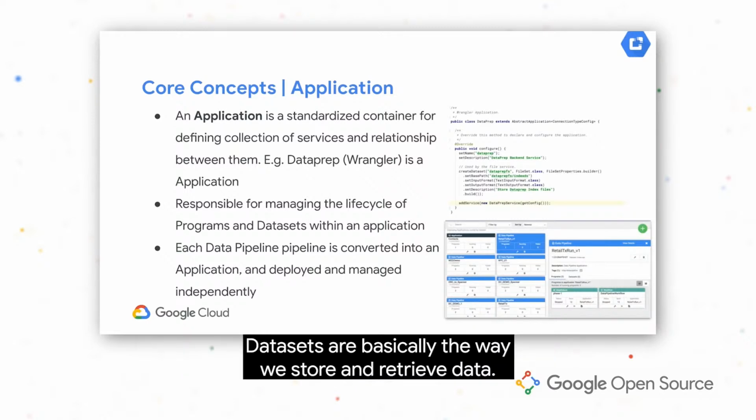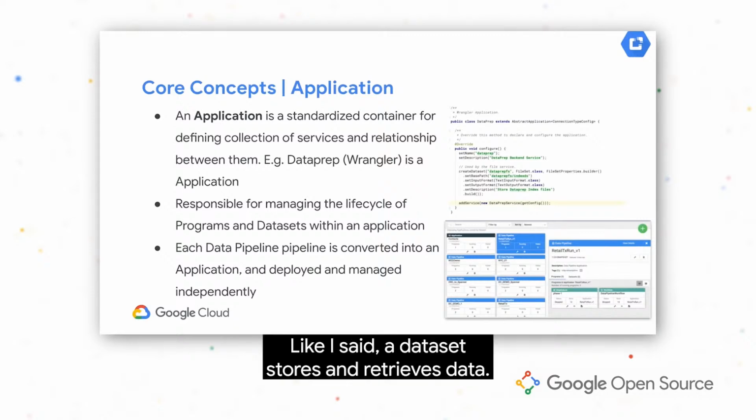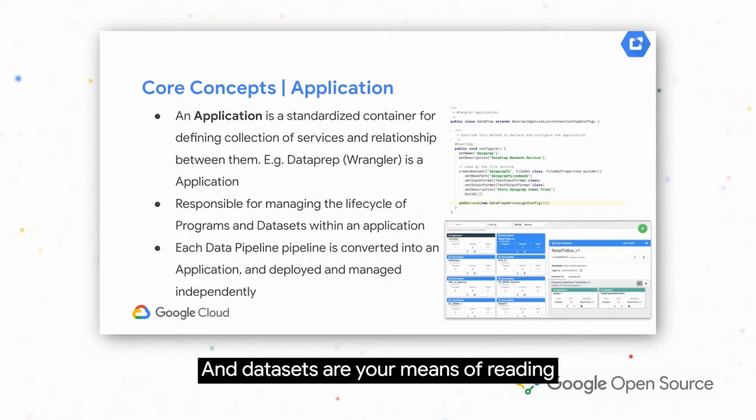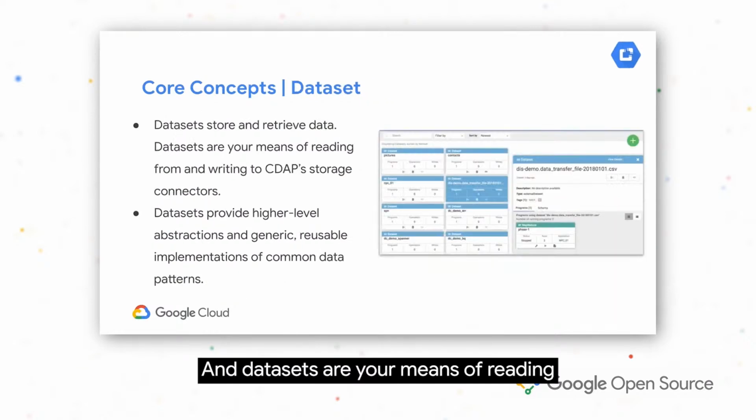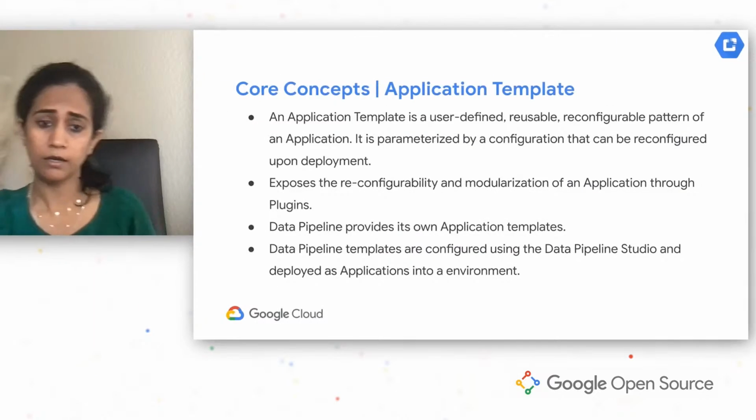Data sets are basically the way we store and retrieve data, right? So each data pipeline is converted into an application, right? And then deployed and managed independently. Like I said, a data set stores and retrieves data, and data sets are the means of reading the data from and writing to CDAP storage connectors.